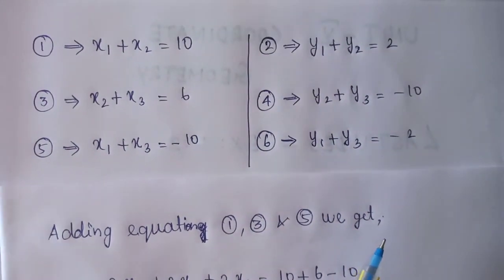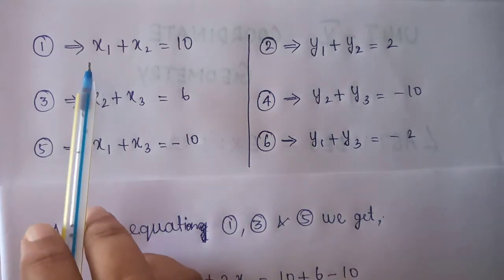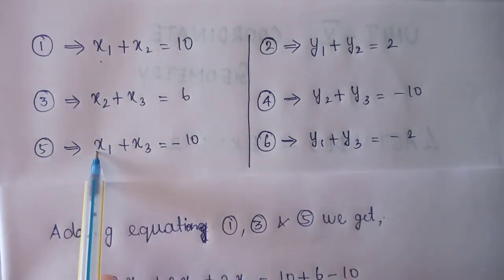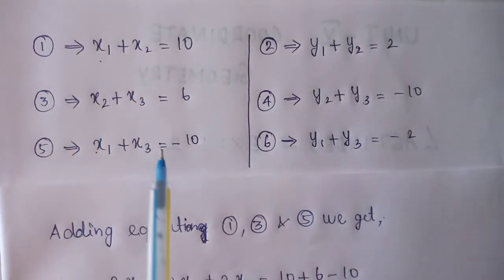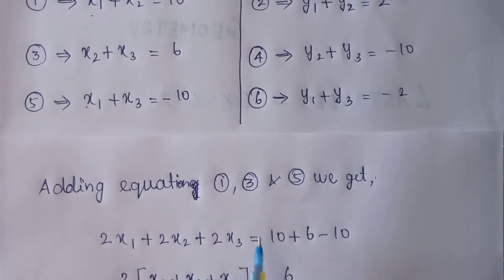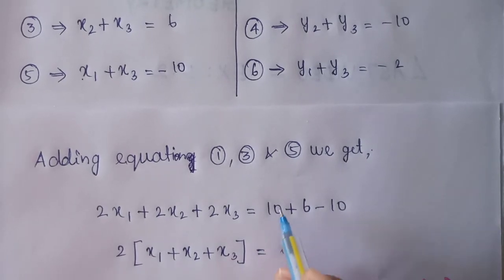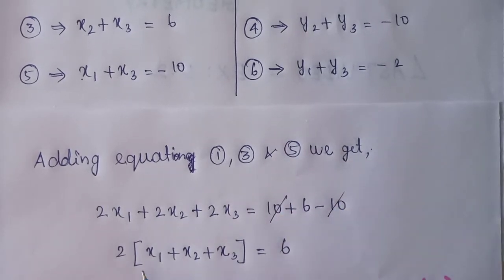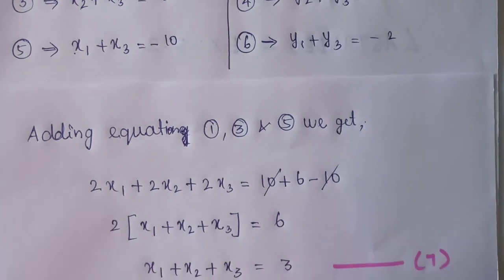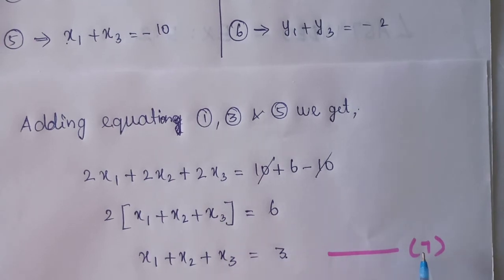Adding equations 1, 3 and 5, we get: here you have x1, here also you have x1. So 2x1, 2x2 and 2x3. So 2x1 plus 2x2 plus 2x3 is equal to 10 plus 6 minus 10, which is equal to plus 10, minus 10 gets cancelled. So 2 times (x1 plus x2 plus x3) is equal to 6. x1 plus x2 plus x3 is equal to 3, which is equation number 7.